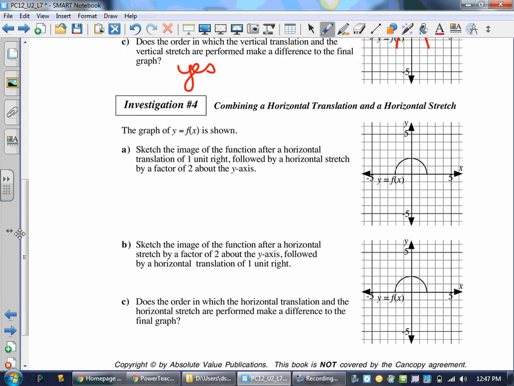Okay, so we're going to sketch the image of the function after the horizontal translation 1 unit to the right. So just take the whole thing, go over 1. That's quick. And then we're going to stretch it by a factor of 2. So negative 1 becomes negative 2. Positive 3 becomes 6. And 1, you have to do this one now. Check this one out. Right here. That x value is 1, so we times it by 2. So it becomes 2 over here. So now all of a sudden the picture looks like that.